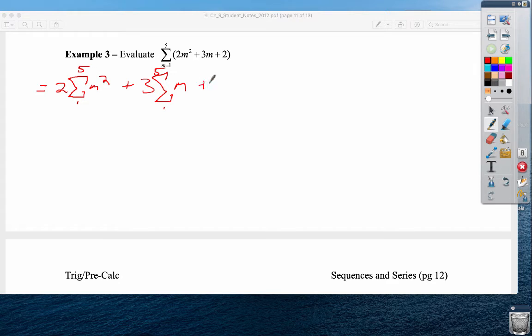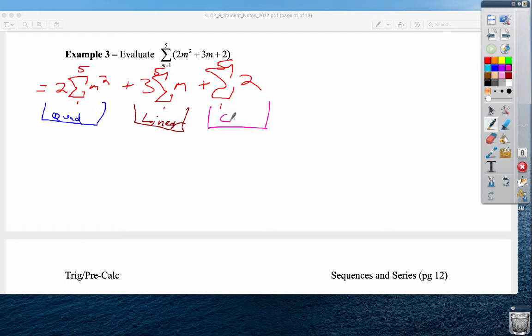And then I take the 2 as a constant, and I go from 1 to 5 of 2. So now I'm going to do the quadratic one. That's a quadratic. I'm going to use that equation from up top. And then this one is going to be the linear one from up top, and this one is going to be the constant one from up top. And we're going to plug our numbers into the formula, and then we're going to calculate it out.